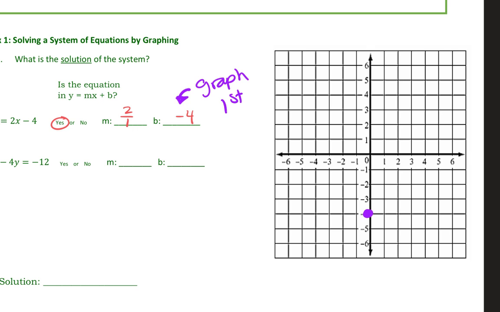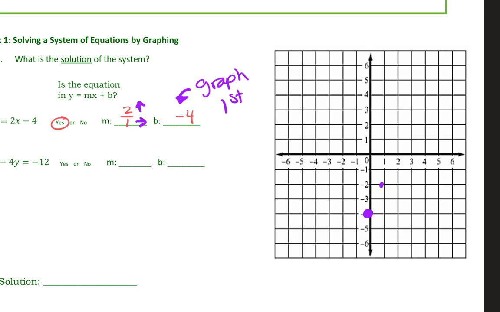All right, what direction are we going if it's 2 over 1? Up and then to the right. All right, up and then to the right. So I'm gonna go up 2, so from here I'm gonna go up 2, 1, 2, and then to the right 1, and I'm gonna make a point right there.